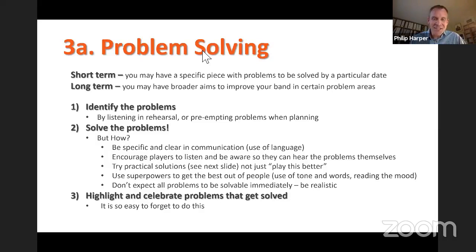Trevor Carter has just asked a question. Have you ever really lost it in rehearsal? Lost your rag, I assume he means. Have I ever really lost it?